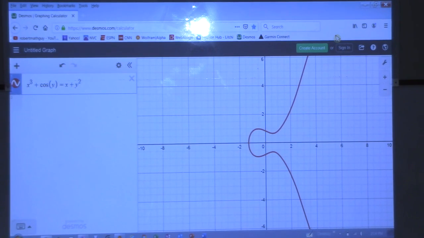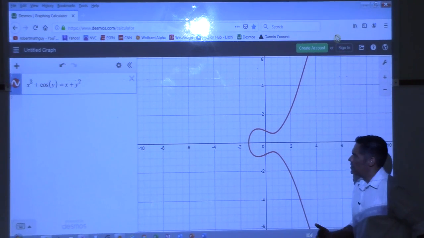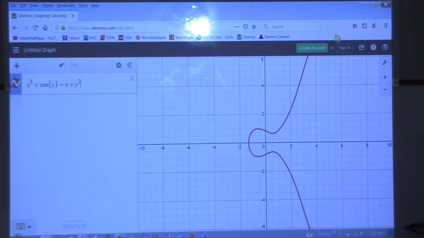Is that a function of x? It is not. It fails the vertical line test, yes? But does it have points that we might be interested in? Does this look like something that I'm not seeing? Because everyone's got this smirk on their face. No?